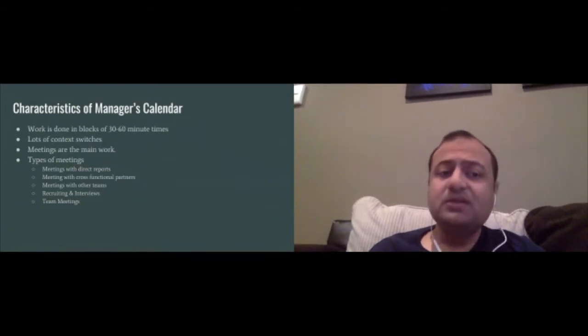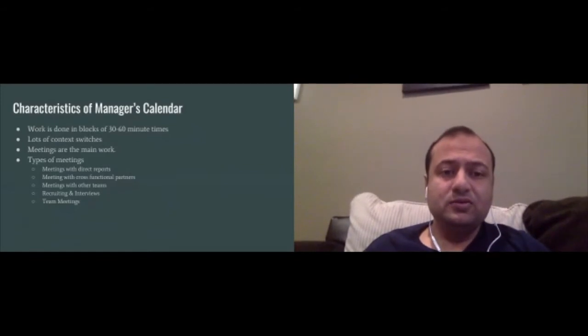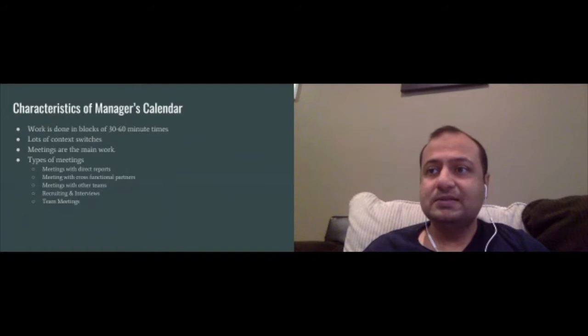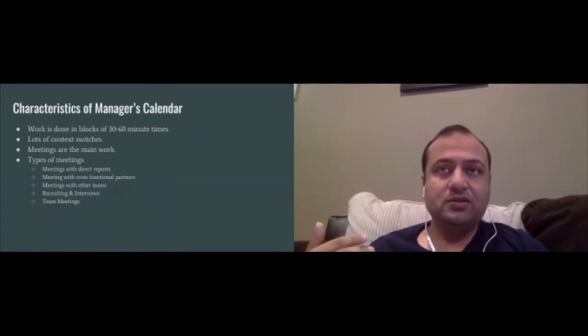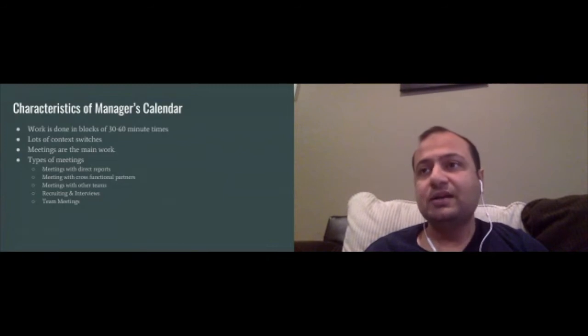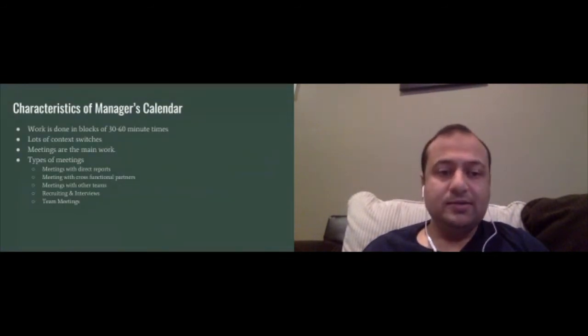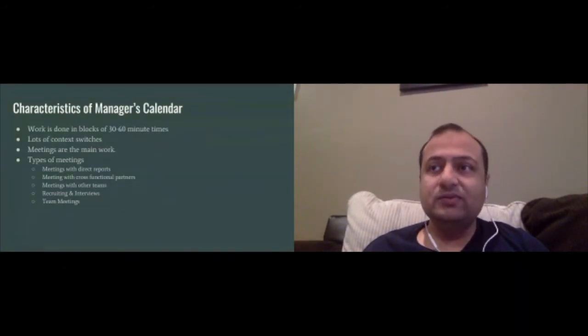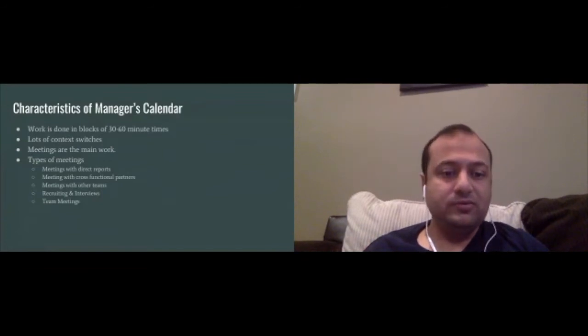Then what are the types of meetings that you'll be doing? So one way to classify the type of meetings is you will be meeting with your direct reports. You will be meeting with upper levels of management, and you'll be meeting with your peers, both cross-functional and other engineering teams. So those are the meetings which are interpersonal or working with people.